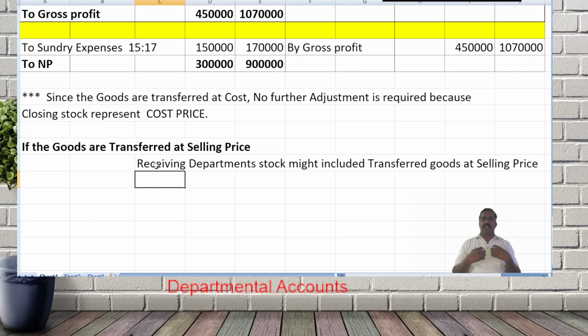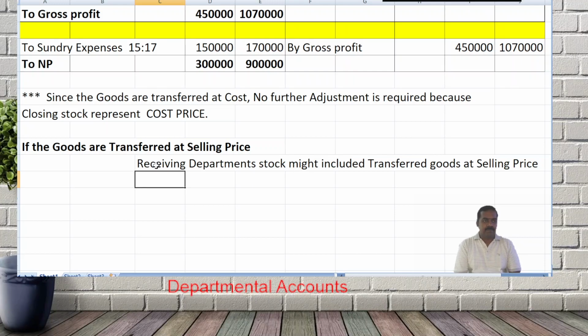Let us assume I am transferring goods to you at selling price. Your department stock might include the goods transferred from me also. You would have purchased from outside suppliers, as well as what you transferred from me. So your stock will include the stock transferred from me at selling price. Department A and B, are they separate organizations or part of the same organization? Same organization. Now, can I show the stock at invoice price in the balance sheet?